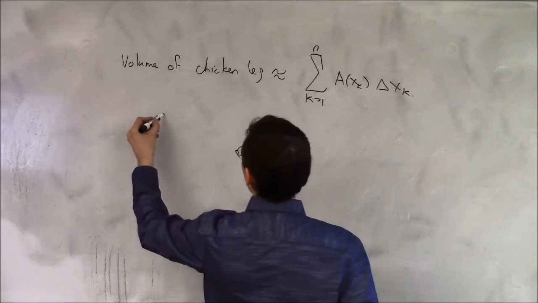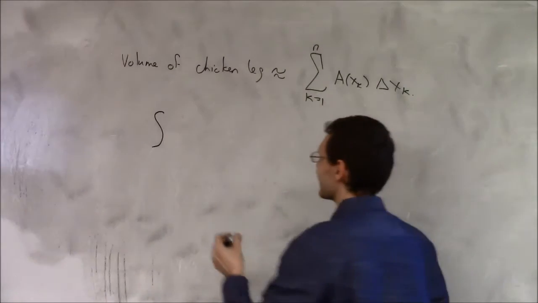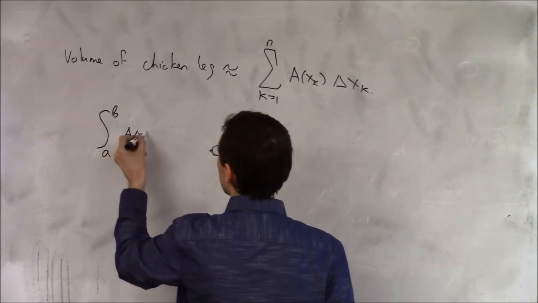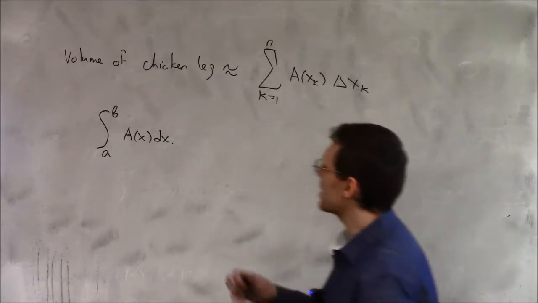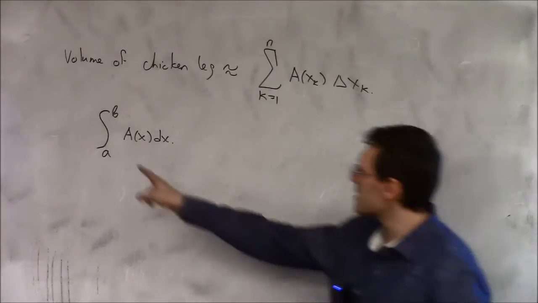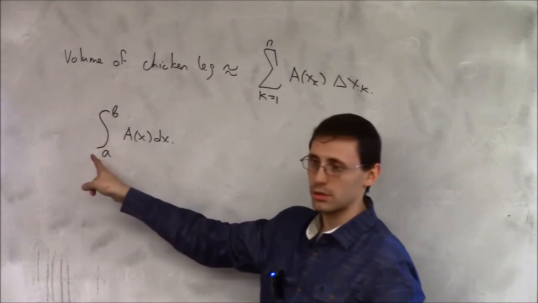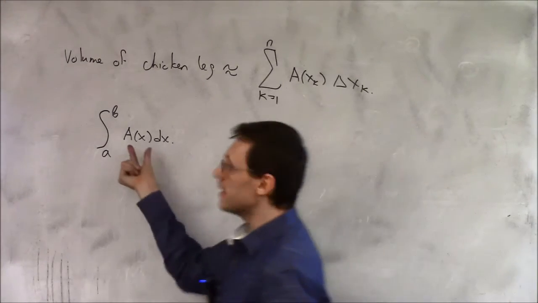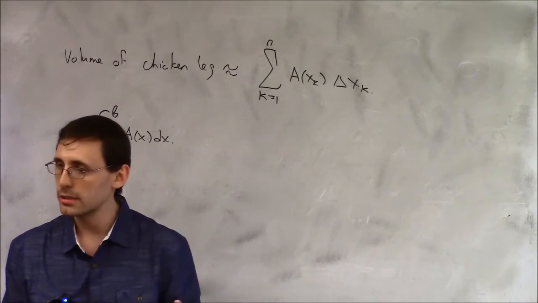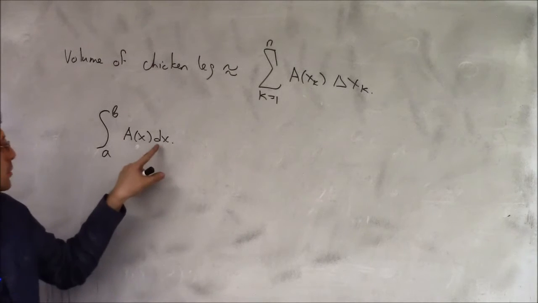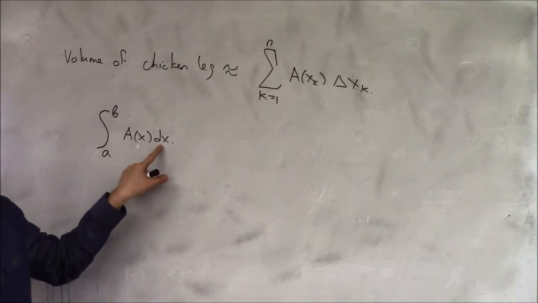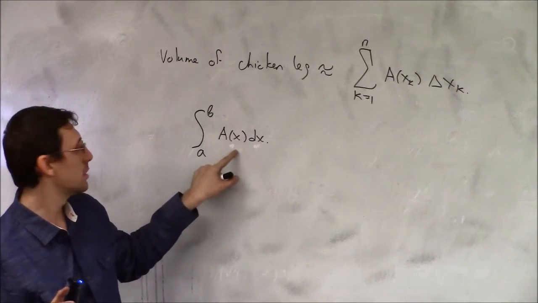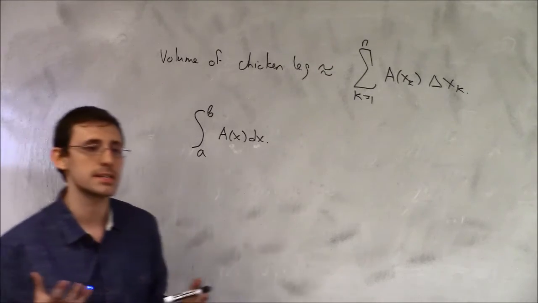This is the integral. Again, if you need a crash course in it, it's the integral from a to b of A of x dx. Now you see this notation is really suggestive. Why is it looking like that? It's the sum of all the infinitesimal rectangles whose altitude is A of x and whose width is dx. So that's the height of the rectangle times the width of the rectangle, where A of x is the cross-sectional area.